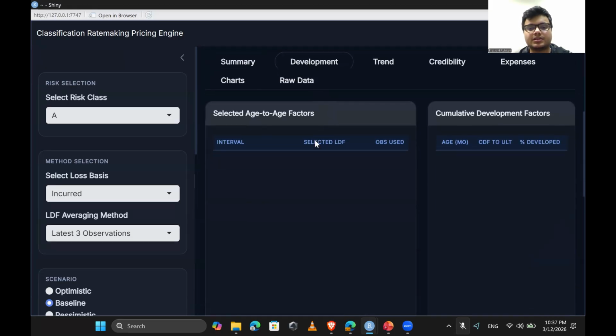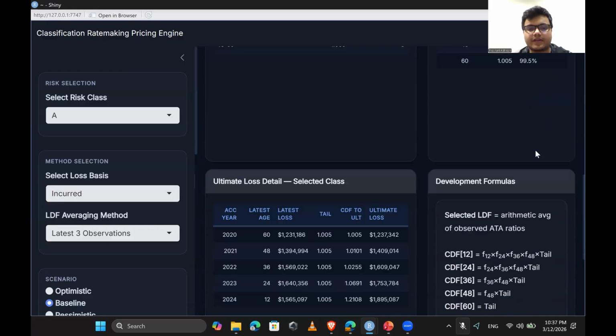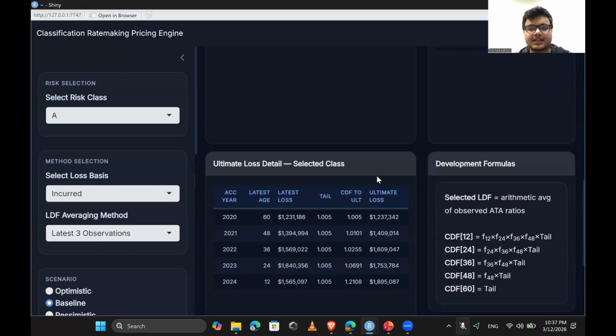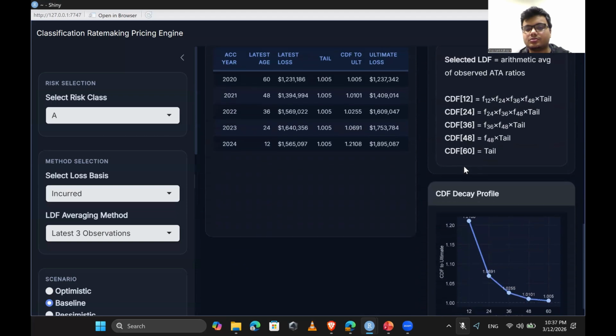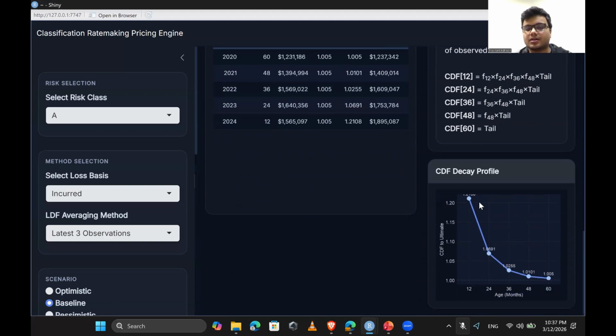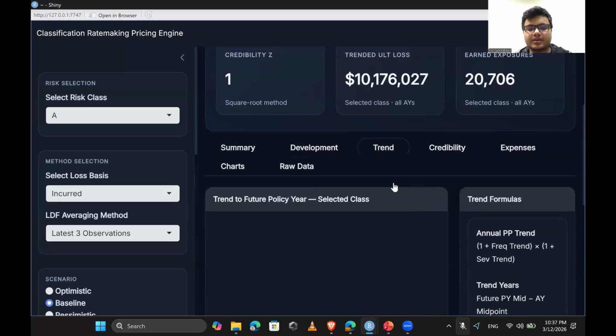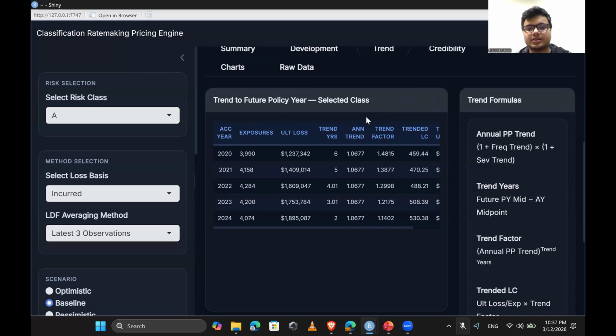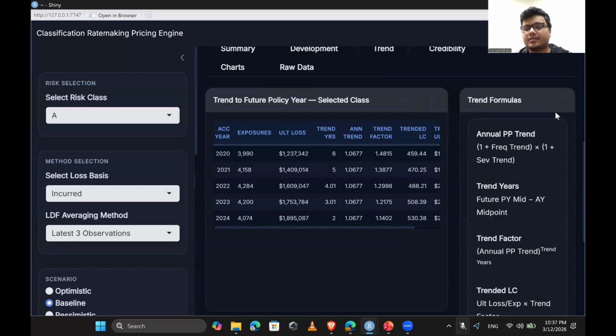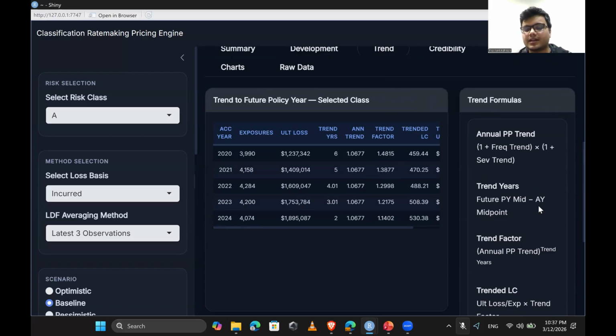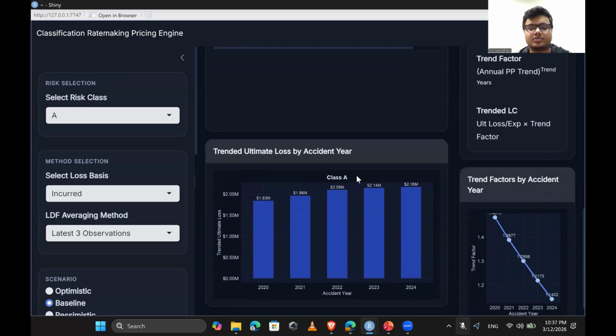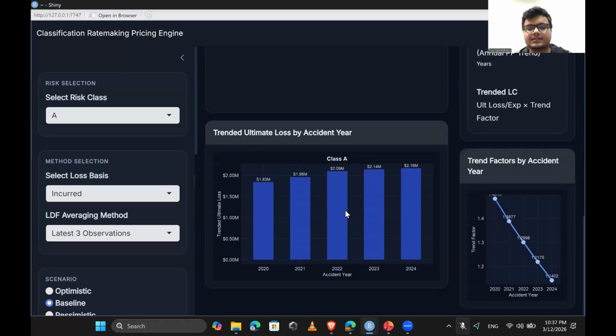In the development tab, we can see selected age-to-age factors and cumulative development factors, ultimate loss details, selected class development factors, formulas that are used to come up with the development factors, and CDF decay profile through this graph. And in the trend tab, we can see trend to future policy year for the selected class, which is class A. And on its right, we can see the formula that I used to come up with this. The trended ultimate loss by accident year is shown for class A, as we chose class A here. And trend factors by accident year are also shown in this trend tab.